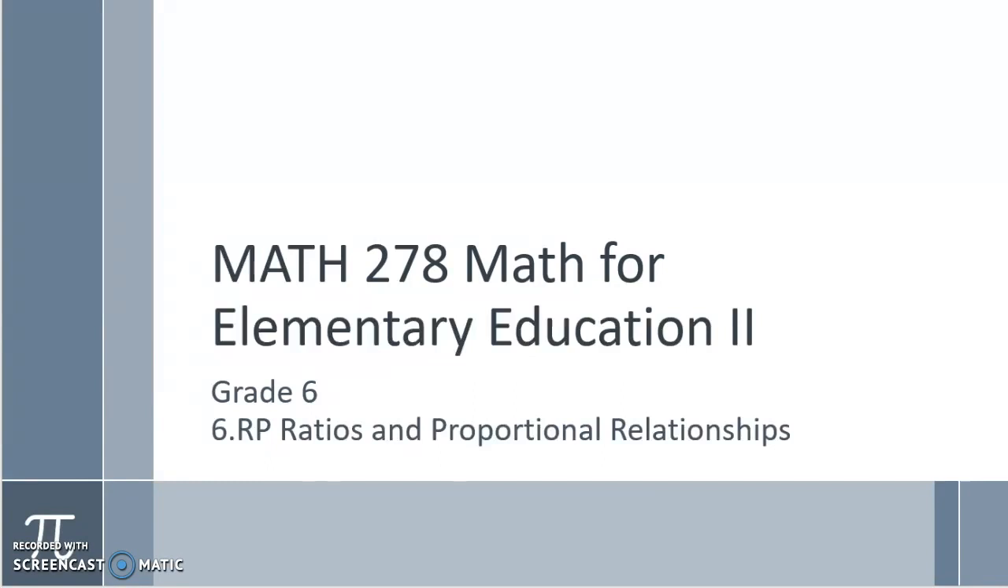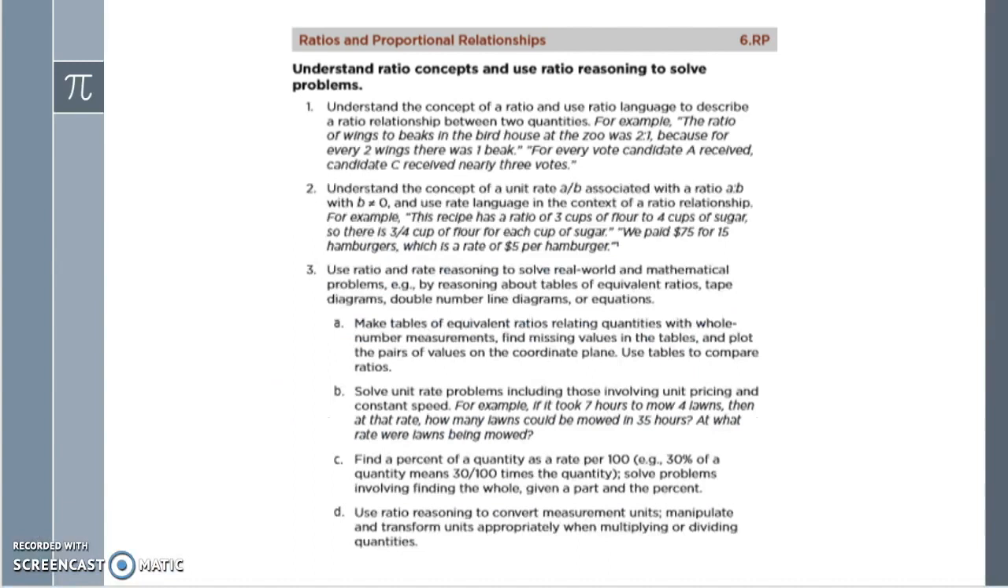Welcome to our first lesson with Math for Elementary Ed 2, or Math 278. Each week we will cover one particular cluster of standards for each grade level. We're covering grades 6, 7, and 8. So this week we're covering the first set, which is ratios and proportional relationships.